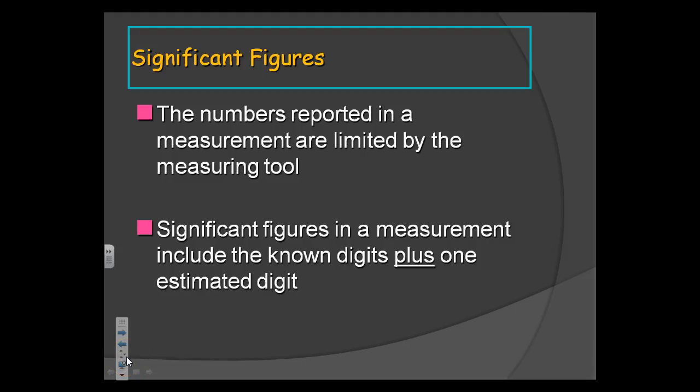This screencast talks about how to identify significant figures in a measurement. The numbers reported in a measurement are limited by the measuring tool. If I have a meter stick, it can only really measure to the millimeter, and then I can make a little estimated digit after a millimeter. Significant figures in a measurement include the known digits plus one estimated digit.